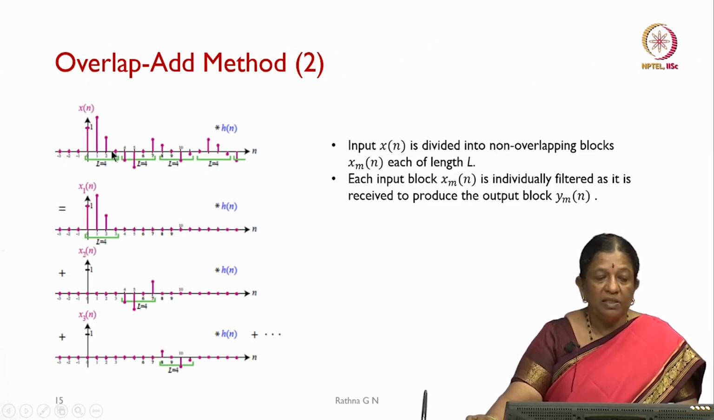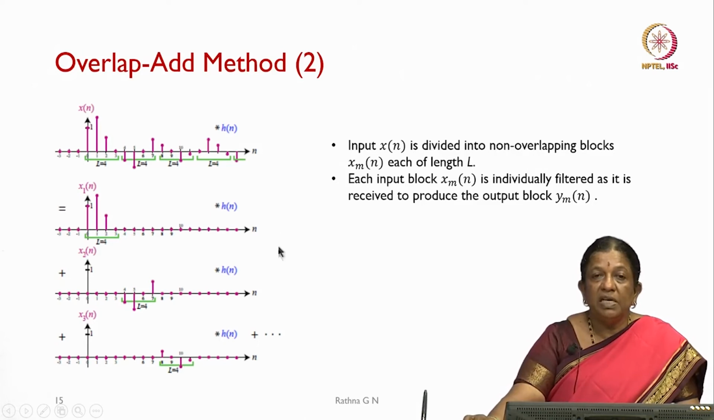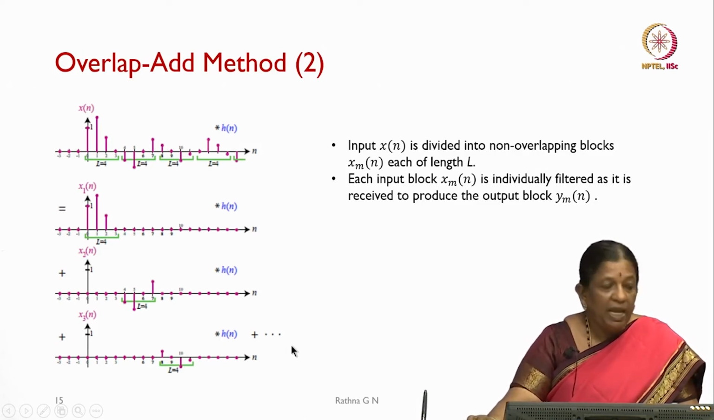Now, we have separated according to the length. I have 4 values in this, we will do the convolution of it, and the next one is x2 of n convolved with h of n. Then later, as you can see, we add it with the previous one. The next one gets added with x3 of n. These are the 4 samples in x3 of n which get convolved, and then you go on till you finish your input, or if it is continuously coming, this process is repeated forever.